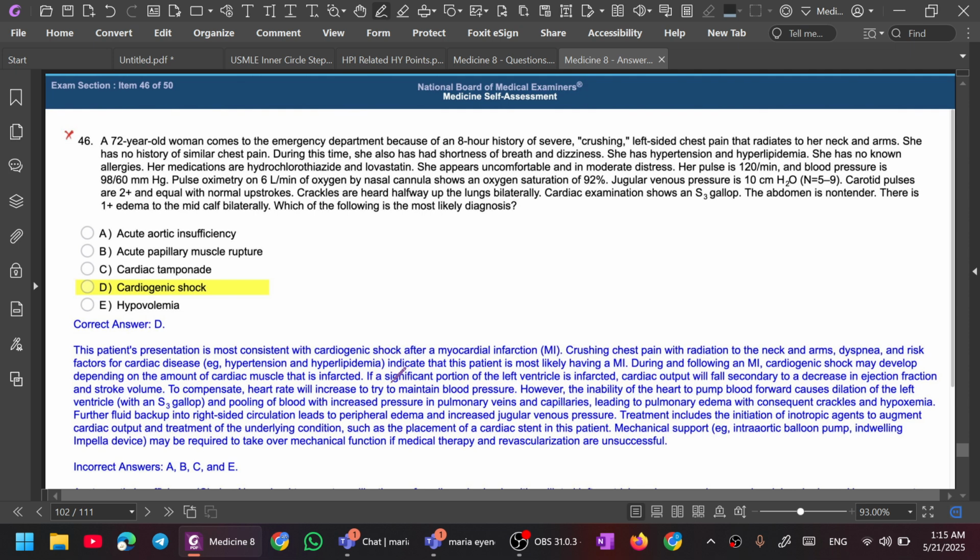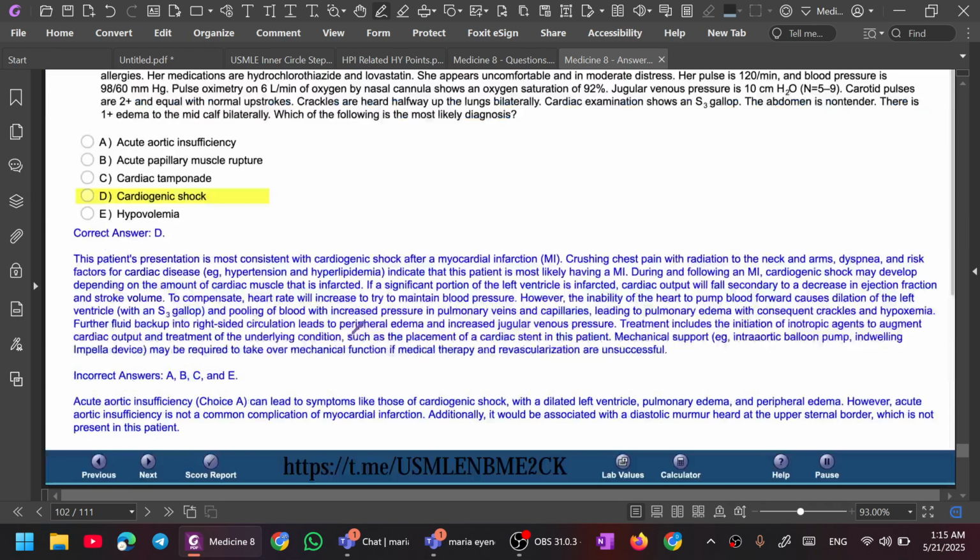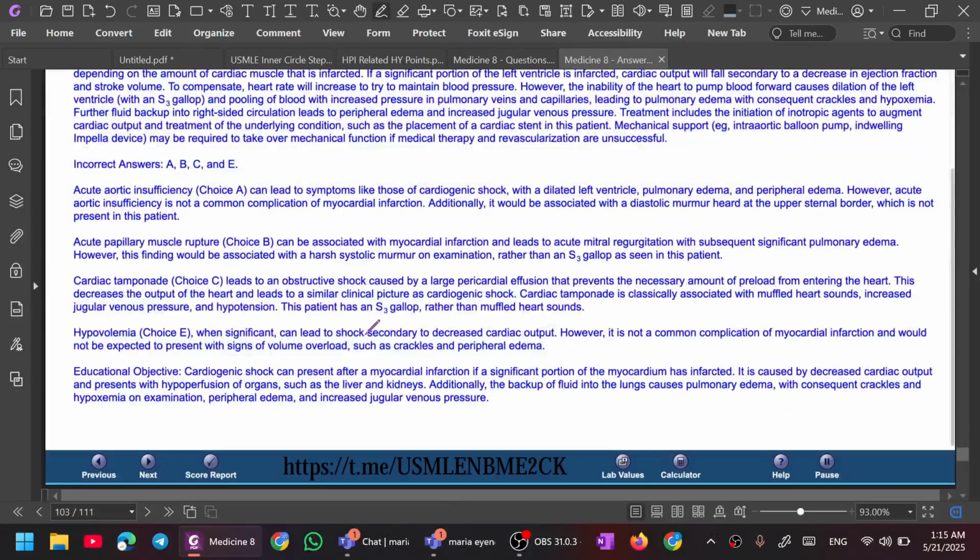Acute aortic insufficiency can lead to symptoms like those of cardiogenic shock, with dilated left ventricle, pulmonary edema, and peripheral edema. However, acute aortic insufficiency is not a common complication of MI. Additionally, it will be associated with a diastolic murmur heard at the upper sternal border, which is not present in this patient.